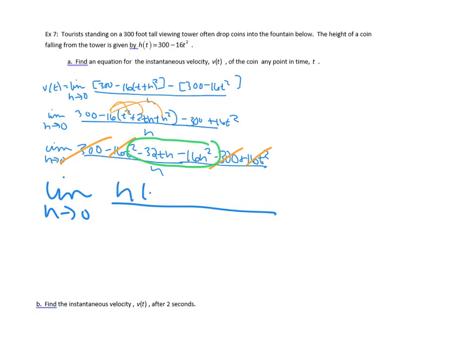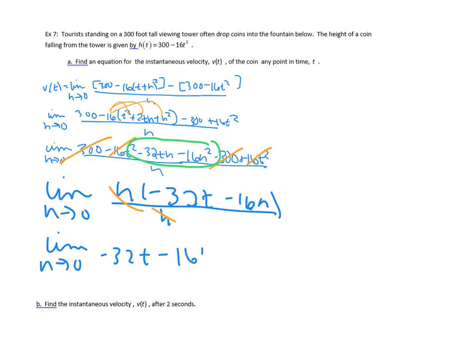I'm going to factor out an h. Negative 32t minus 16h over h, which gives me my limit as h approaches 0. My h's will cancel, of negative 32t minus 16h. Now I can substitute my 0 in for my h, and I'm left with negative 32t. So my v of t, my velocity equation, is negative 32t.